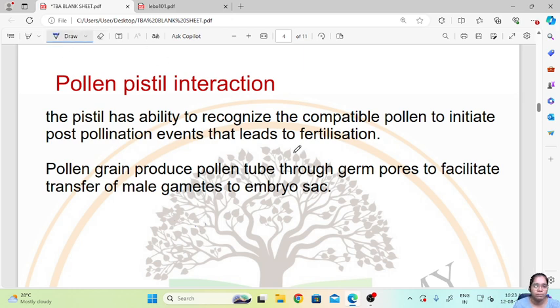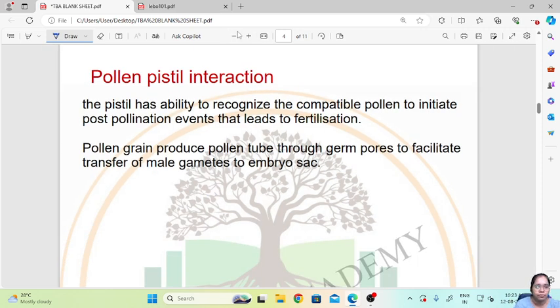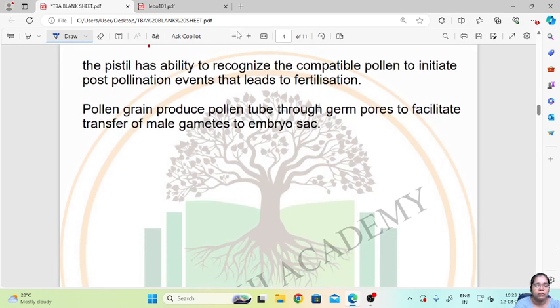So what is pollen-pistil interaction? So we all know that this is the stigma of the flower, which is the female part, and this is the ovary, which consists of the tiny gametes that are female gametes called ovule.